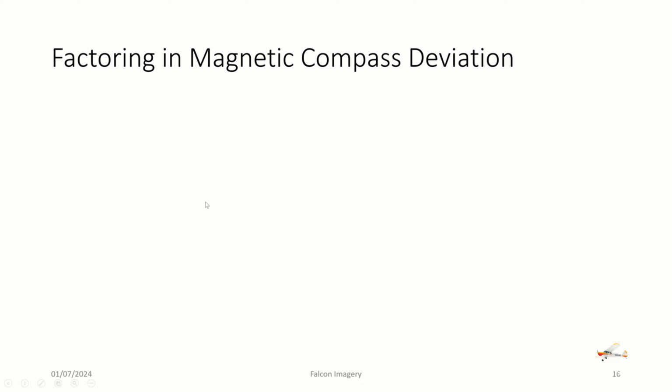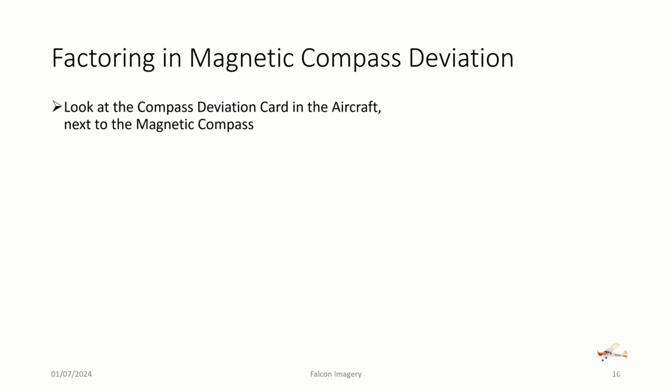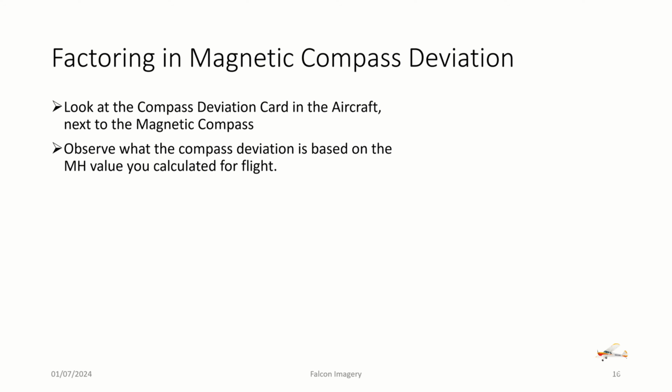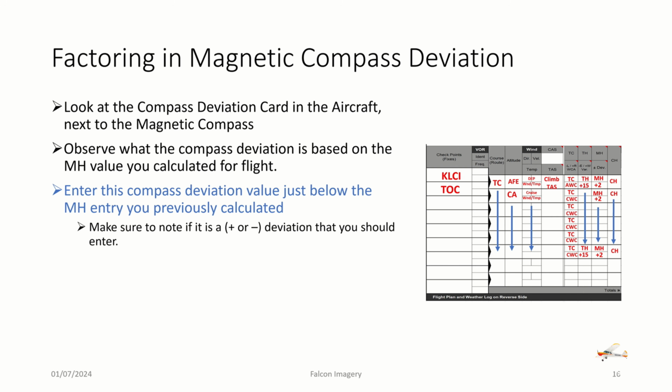Factoring in magnetic compass deviation. Compasses have a number of errors associated with them, mainly related to the avionics in the aircraft, the metal in the aircraft, or even the placement of the compass, which affect its ability to show true north when facing north. So there should be a compass deviation card next to the magnetic compass inside the aircraft. Take a look at that and observe what the compass deviation is based on the magnetic heading value that you've calculated to fly.